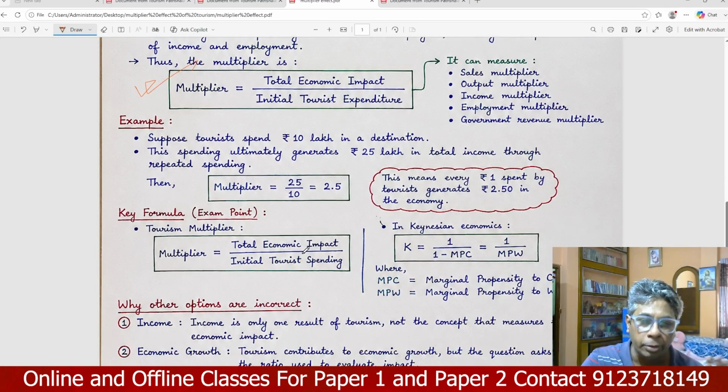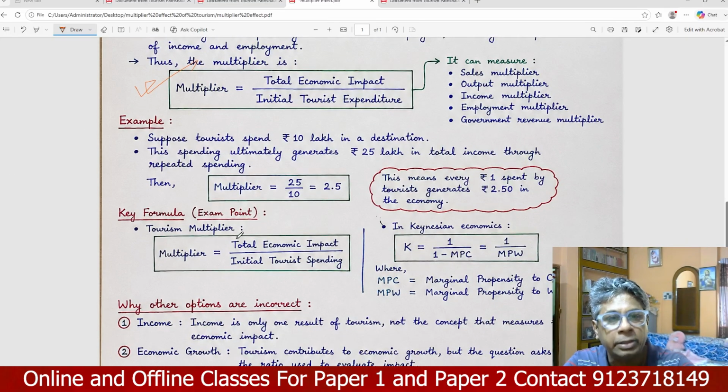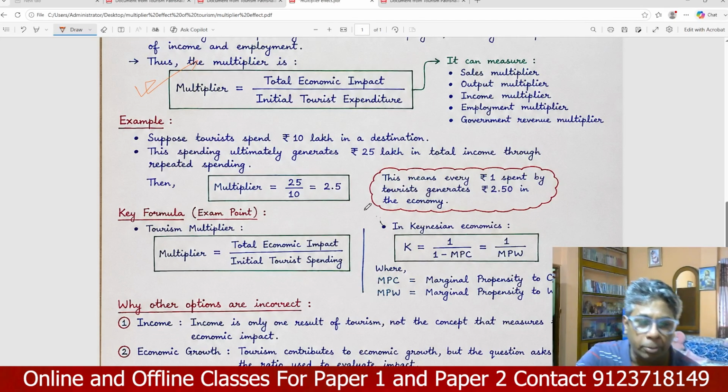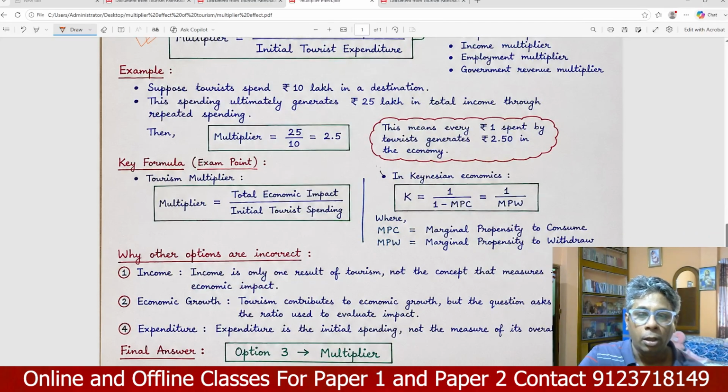The key formula we have to remember: tourism multiplier. Sometimes UGC provides questions based on the formula. The multiplier equals total economic impact divided by initial tourism spend. In Keynesian economics, Keynes is an economist. K equals 1 by 1 minus MPC, equals 1 by MPW. You have to remember MPC means marginal propensity to consume, and MPW means marginal propensity to withdraw. So these are the important formulas of the multiplier effect: 1 by 1 minus MPC, where MPC is marginal propensity to consume, and 1 by MPW, marginal propensity to withdraw.